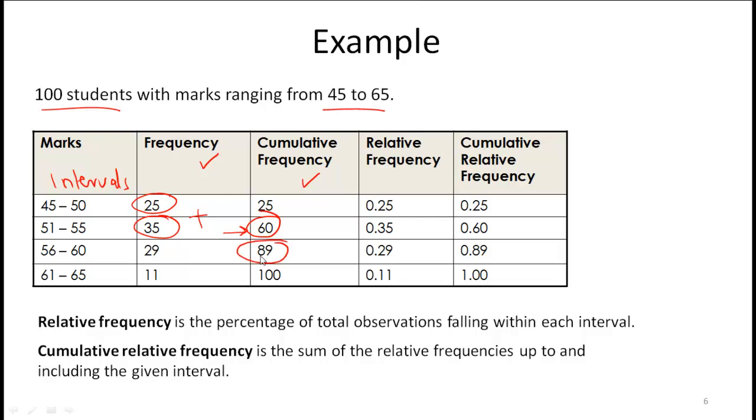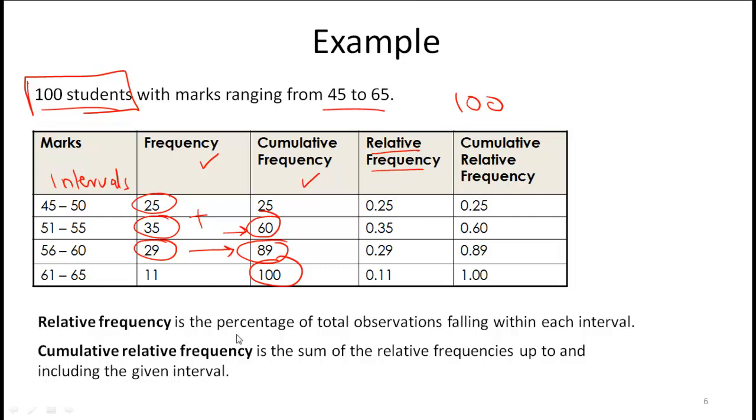This cumulative figure of 89 means how many students got 60 or below. So you simply add the 29 and you get 89. And finally, if 65 was the highest mark, then how many students got 65 or below? And the answer is 100, because that was the total number of students that we had. So that's cumulative frequency.